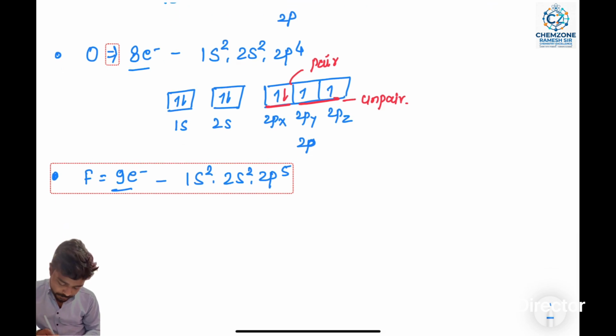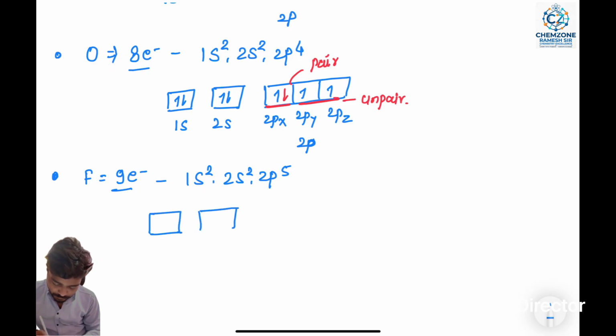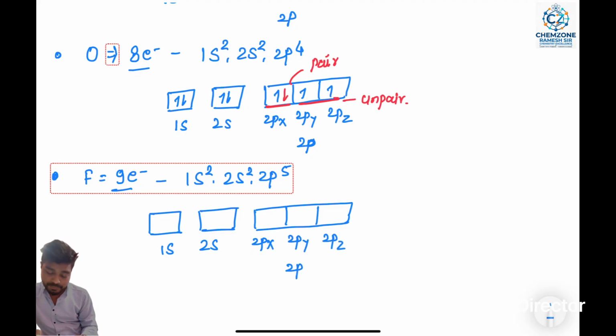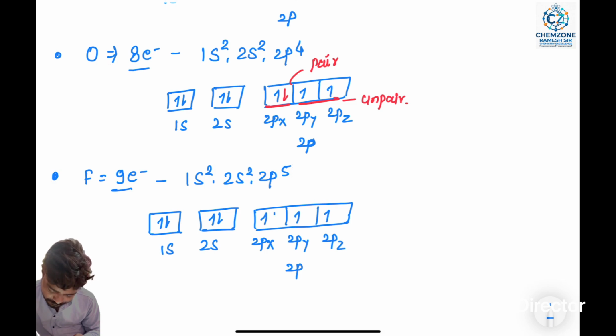Okay, so the orbitals I mentioned for the shape of orbitals: 1s, 2s and 2p. Okay, 1s, 2s, 2px, 2py and 2pz. That is your 2p orbitals. So 9 electrons are present. I mentioned for this one: 1, 2, 3, 4, 5, 6, 7, 8 and 9. Okay, 9 electrons are in paired form.